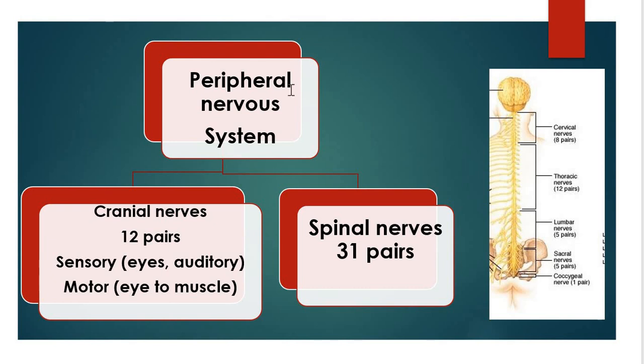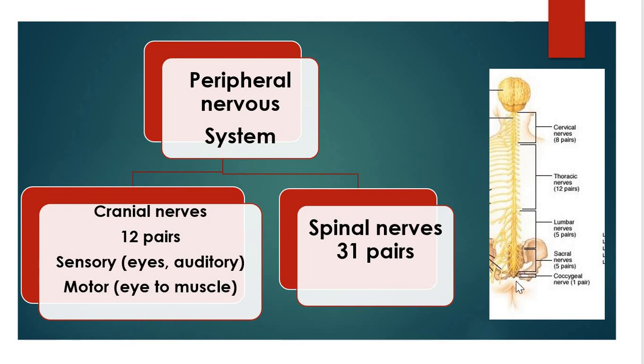Now, peripheral nervous system. Peripheral nervous system arises from the periphery, the boundary, so to say. We have two parts of the peripheral nervous system: one is cranial nerves and another one is spinal nerves. Cranial nerves arise from the brain and spinal nerves arise from the spinal cord. Cranial nerves are 12 pairs and spinal nerves are 31 pairs.